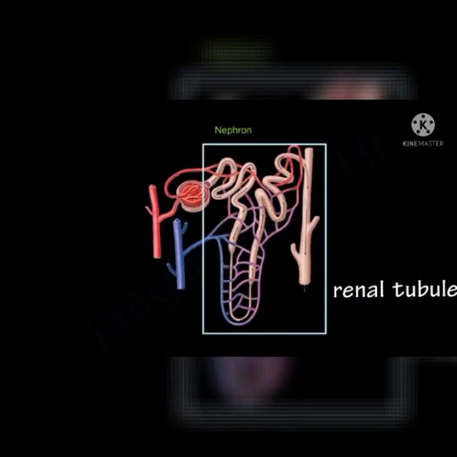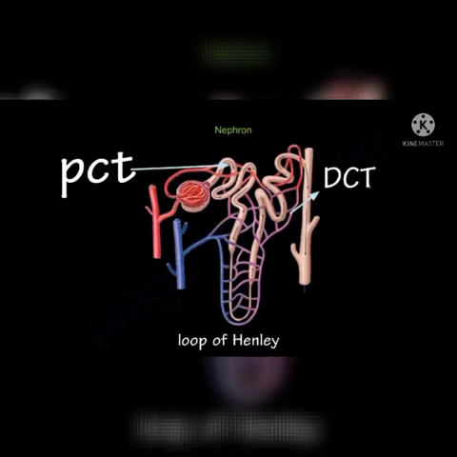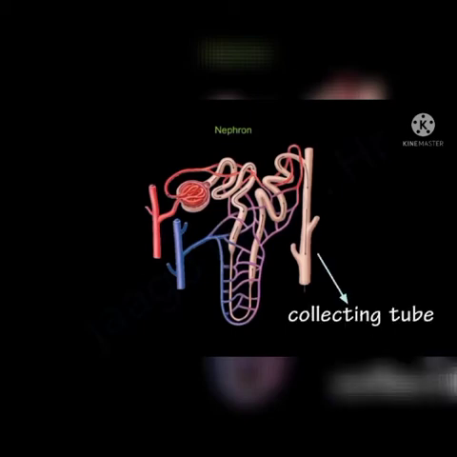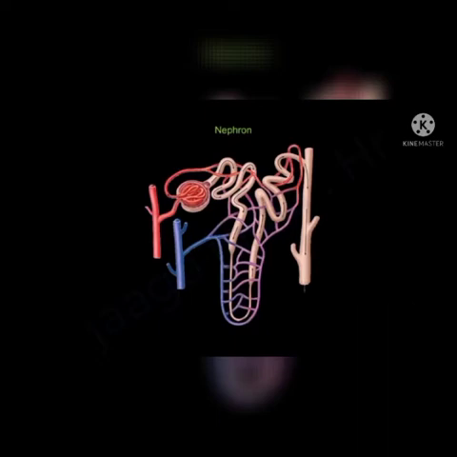Renal tubule. A renal tubule has three parts. First, proximal convoluted tube, PCT, loop of Henle, which is U-shaped. Second, distal convoluted tube, DCT. DCT opens into a collecting tube. Collecting tubules form pyramids and calyces, which open into pelvis. Pelvis leads into the ureter.